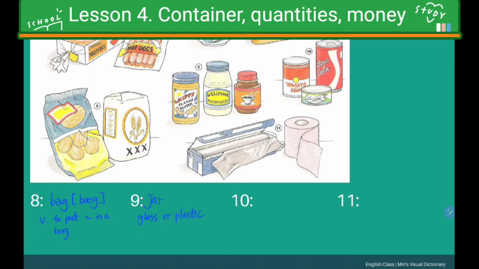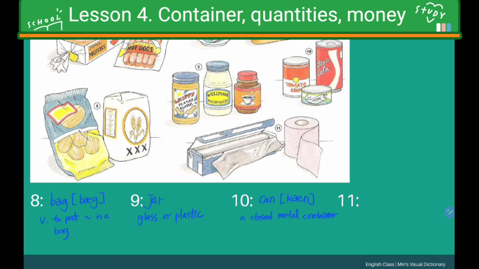Okay. And number 10, we have tomato soup, Coca-Cola, or even tuna, can. And just like number 8, this one also has wide opening eh sound. So that's the vowel sound. So it's can. And it's a closed metal container that we use to store liquid or solid food content for a longer period of time.